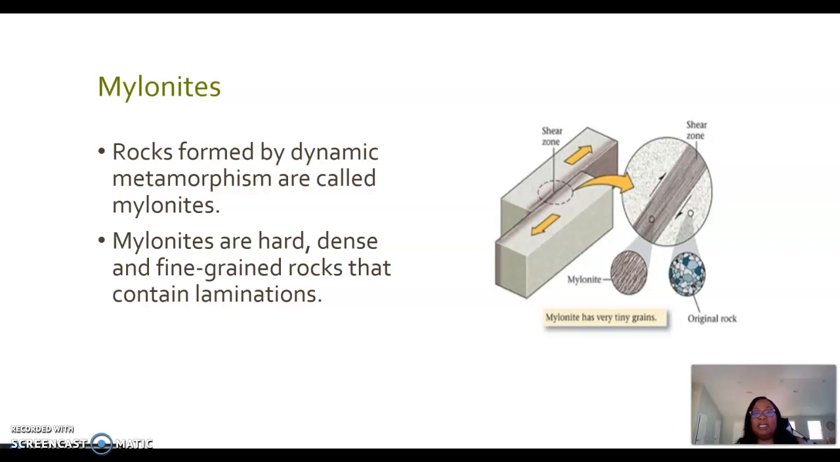That mylonite looks very fine grained, and it contains these laminations, so it looks like the rock is going in a kind of parallel pattern, so you don't see those grains anymore. It squishes it all down basically.